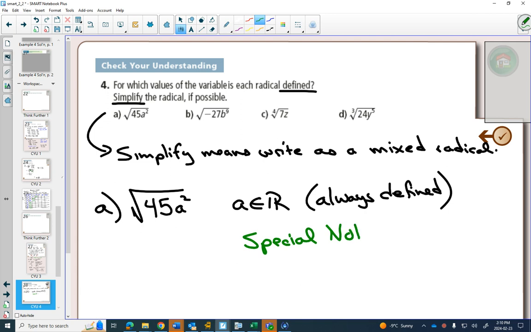Special note. The square root of a squared is not equal to a always. It's sometimes equal to a, but not always. Why? Because if I had a negative 3 in here, negative 3 squared would be positive 9. The square root of positive 9 is positive 3. So we show that with absolute values.